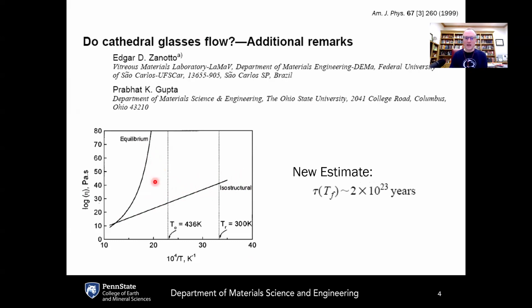And they used estimates of the non-equilibrium viscosity of glass at room temperature based on modern soda-lime silicate glass, in other words, a modern formulation of window glass, and came up with this new estimate that the glass would flow, but only on the timescale of 10 to the 23 years.